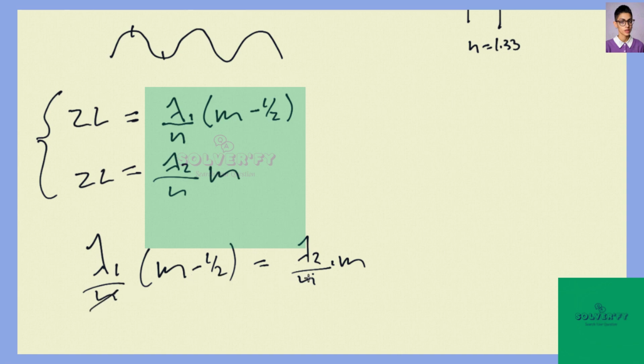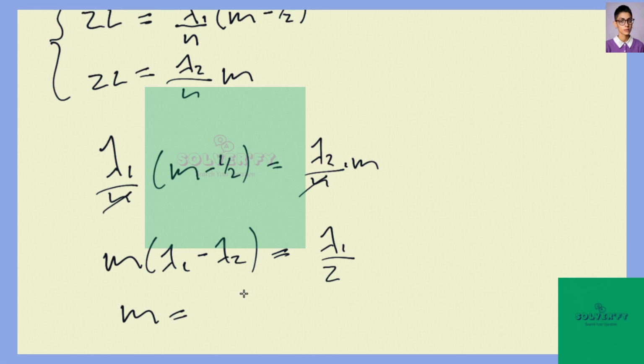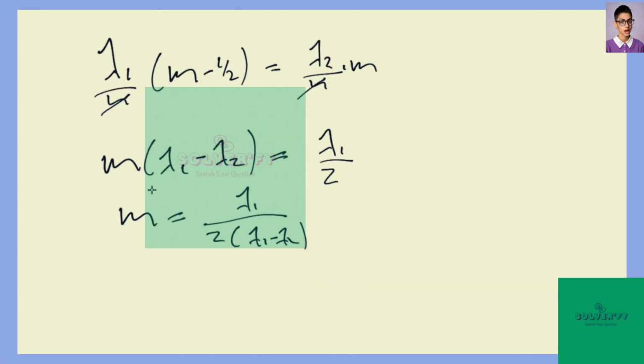Right? So the n's cancel, and we can isolate m. So we're going to have m times, here we have a lambda 1, and we got to bring lambda 2 from the other side. And that's going to equal this lambda 1 over 2, which I'm bringing to the right side. So it's negative, now it's positive. So lambda 1 over 2. And so we find that m must equal lambda 1 over 2 times (lambda 1 minus lambda 2). And this has to be an integer. It better be, because m has to be an integer.